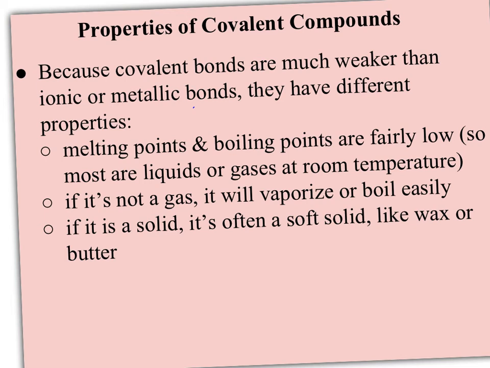General properties of covalent compounds: because they have weaker bonds than ionic or metallic bonds, they tend to have pretty low melting and boiling points. In fact, many covalently bonded substances are either liquids or gases at room temperature. If they're not a gas at room temperature, they tend to vaporize or boil easily if they're a liquid. Or if they're a solid, they tend to be soft solids like wax or butter. Often they'll melt in your hands. That's all they need for heat to get warmed up.